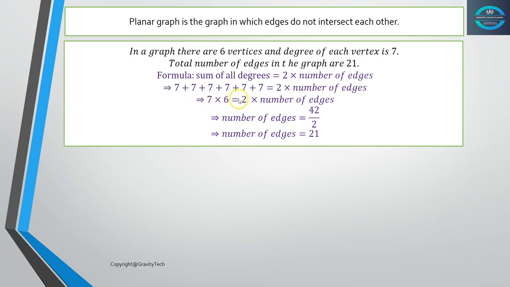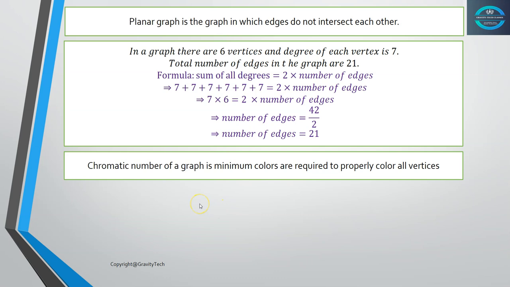7 into 6, 42. 42 upon 2, that will be 21. So number of edges is equal to 21. Yeah. Next question. What is the chromatic number of a graph? Chromatic number of a graph is basically the minimum number of colors which are required to properly color all of the vertices of the graph.